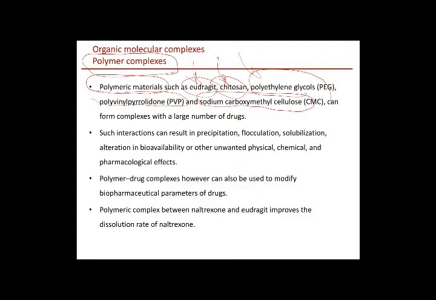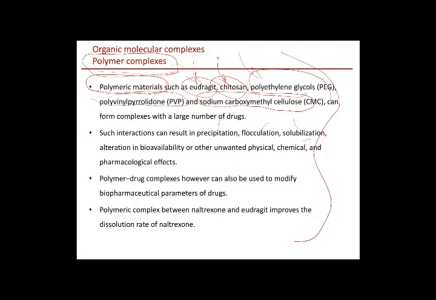These polymers that we use in different formulations, we have to consider whether they can form complexes with the active pharmaceutical ingredient, or the API, in the final formulation. Because certain complexation reactions can happen between the polymers and the drug that can result in many unwanted things like precipitation, flocculation, solubilization, or the opposite of solubilization, and alteration of the whole effect of the drug.